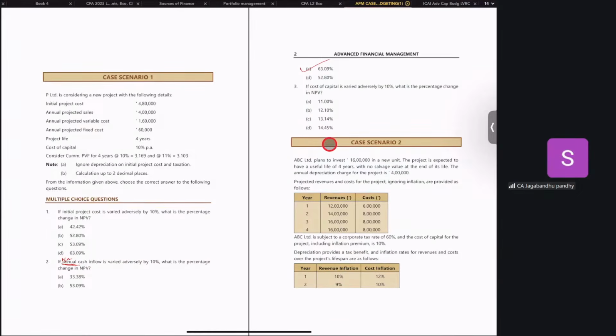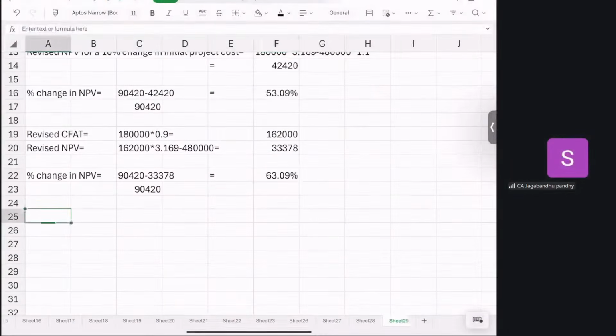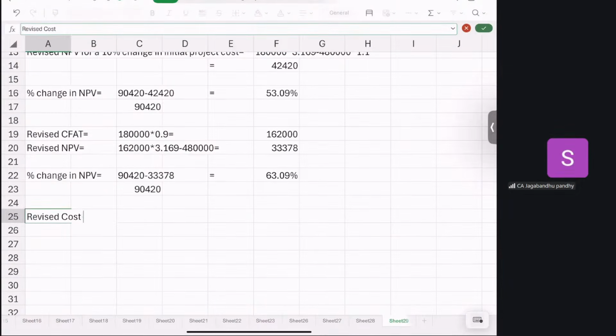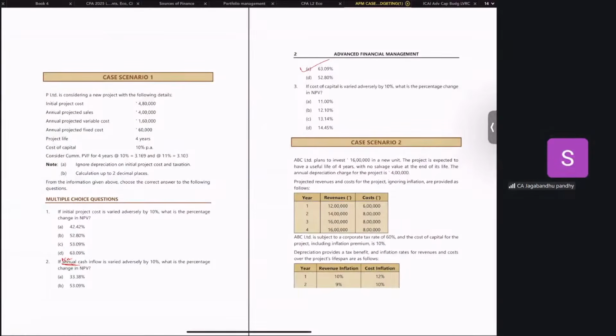13.14%. 14%. Okay. So how did you calculate the new NPV? Because our discounting rate is 10%, and they're saying to change the discounting rate by 10%. So we have to take the revised cost of capital, which is 11%.